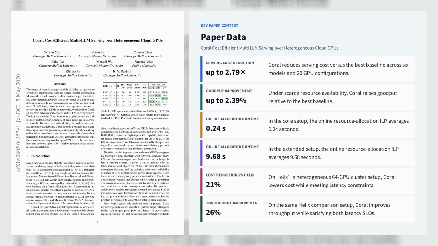Let's explore the first paper, Coral: Cost-Efficient Multi-LLM Serving Over Heterogeneous Cloud GPUs. Coral targets a deployment regime where no single LLM dominates, and cloud GPU fleets are fragmented across H100, A100, L40S, L4, and A10G nodes with very different price-performance profiles. The paper's novelty is a joint optimization of resource allocation and model placement for multiple LLMs under per-model latency SLOs, instead of treating each replica as homogeneous.